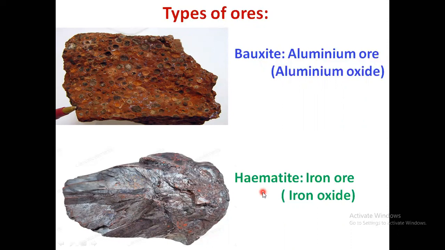Next example is hematite. Hematite is an iron ore. It contains the compound iron oxide.